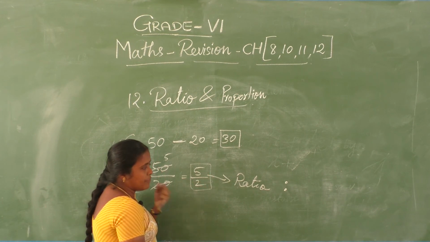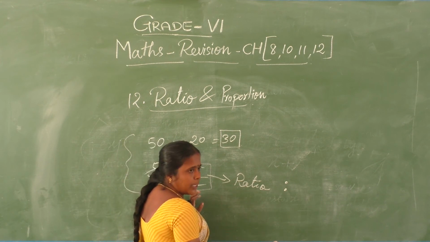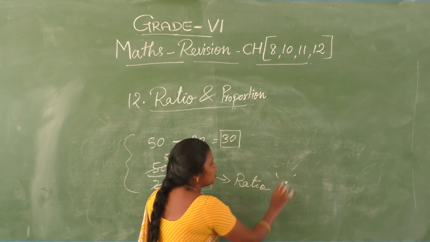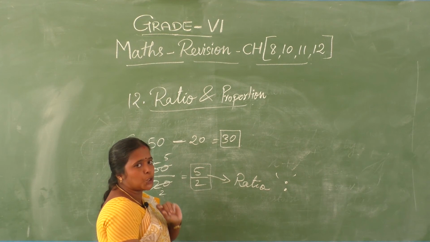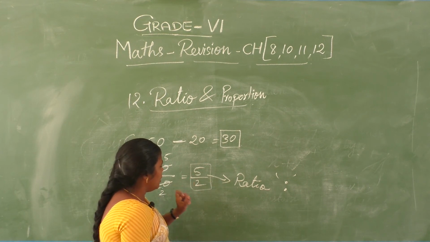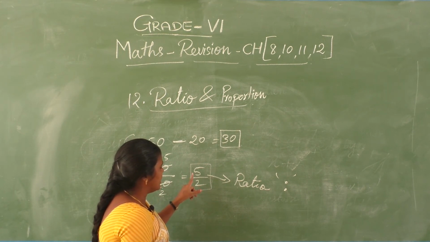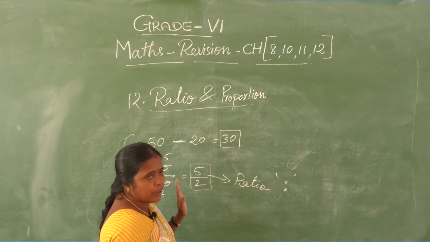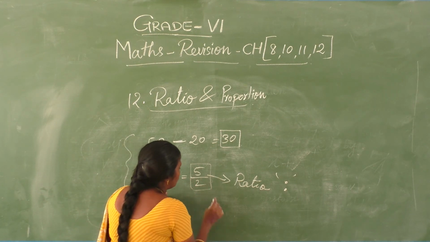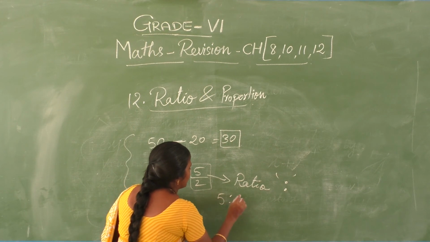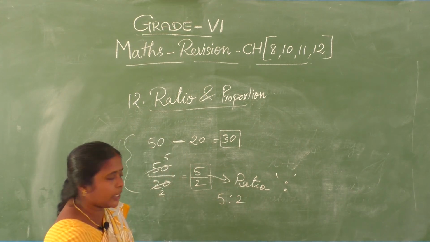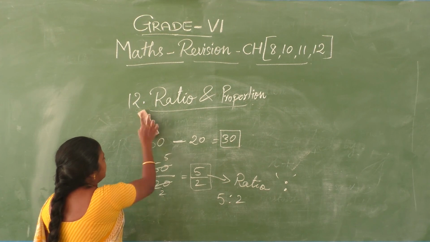What are the qualities of ratio? It has no unit. This is the symbol for ratio. How do you call it? "Is to." It can be expressed in simplest form. If you want to write this division in ratio form, how do you write? 5 is to 2. 5 is to 2. Clear?